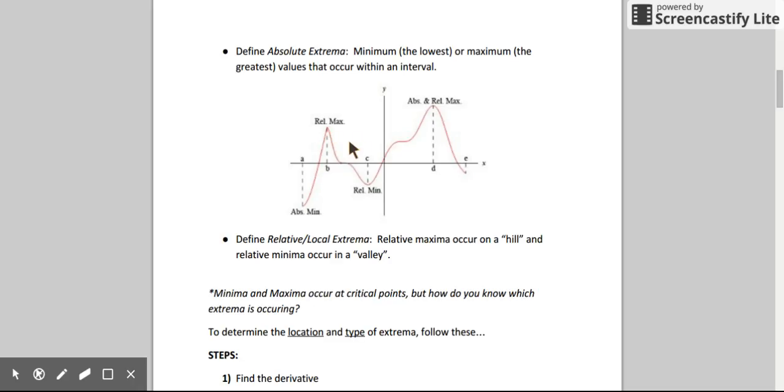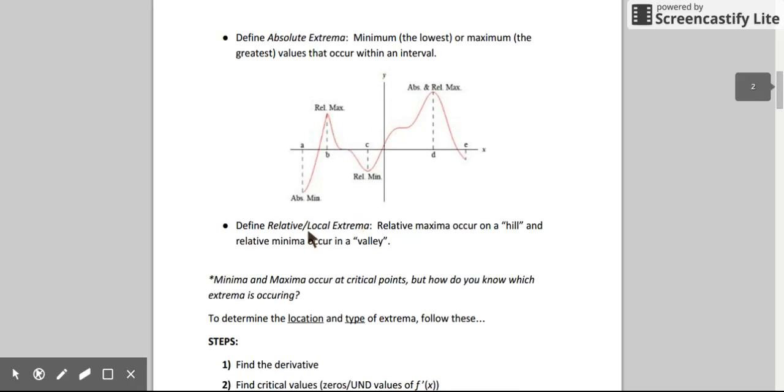In between that, we might have little hills or valleys, and we classify those as what is called relative or local extrema. So if we zoom in on the spot, it may appear to be the lowest point on our graph until we zoom out and realize that it was just relative to that spot.